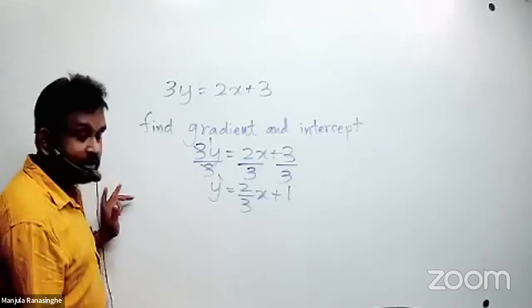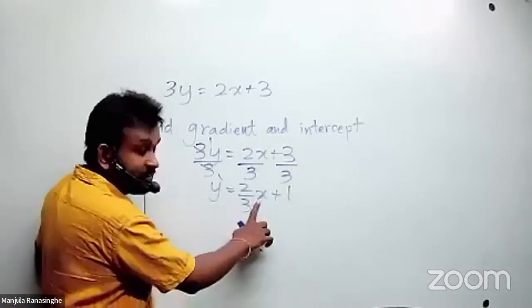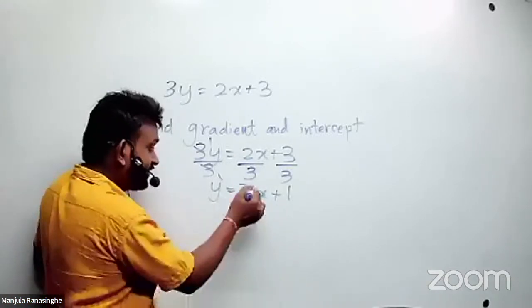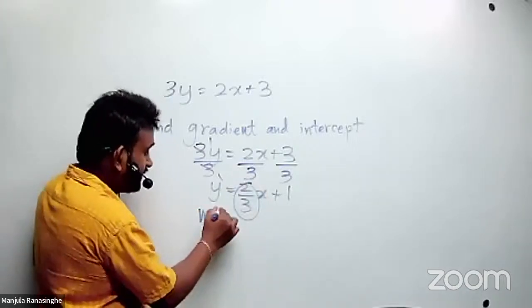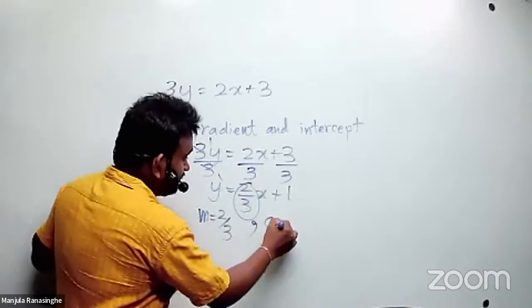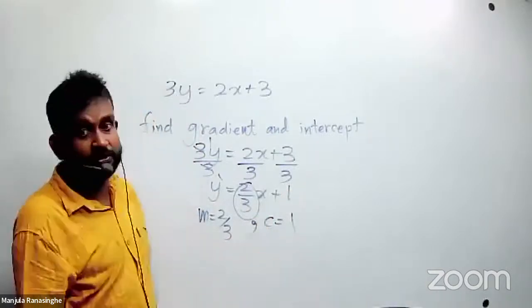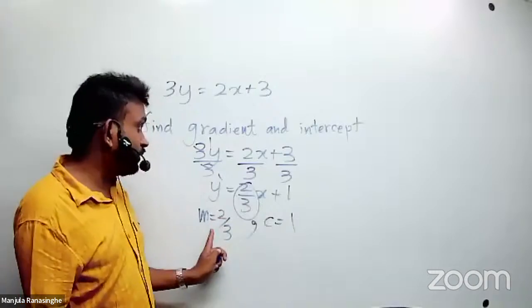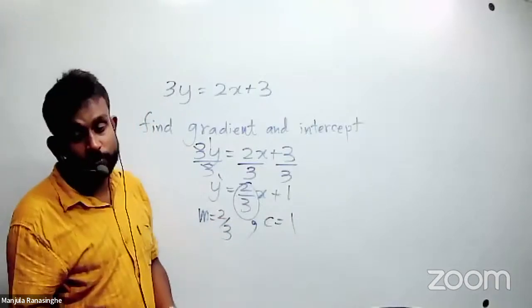Now you can see that it is y equals mx plus c. So the x coefficient is the gradient. Now you can see that 2 upon 3 is the gradient, and here the intercept is the plus 1 thereafter. So m equals 2 upon 3 and c equals 1. Fine.